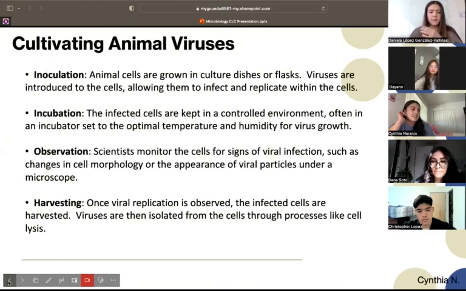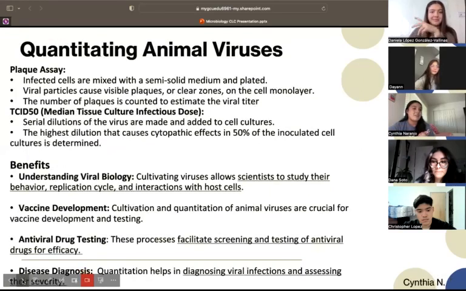Quantitating animal viruses, again, would be the plaque assay, which are the infected cells that are mixed in the semi-solid medium and plated. These are the viral particles that cause the visible plaques or clear zones on the cell monolayer. The number of plaques is counted to estimate the viral number.